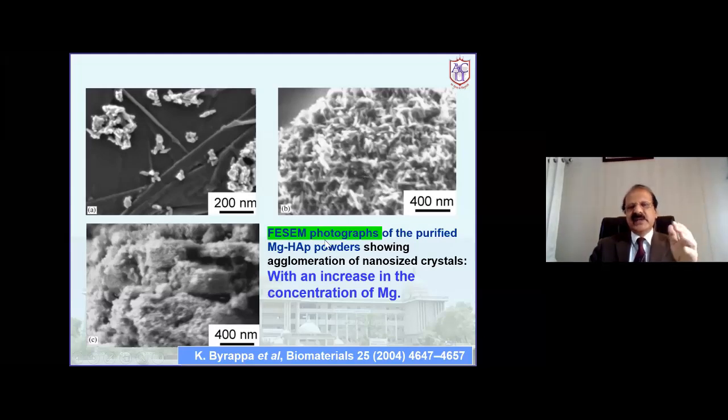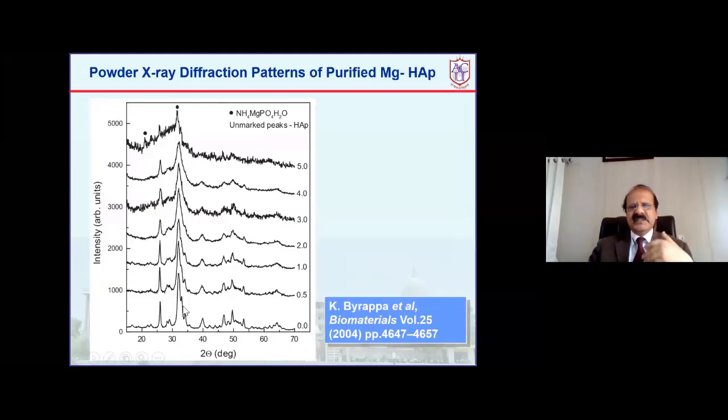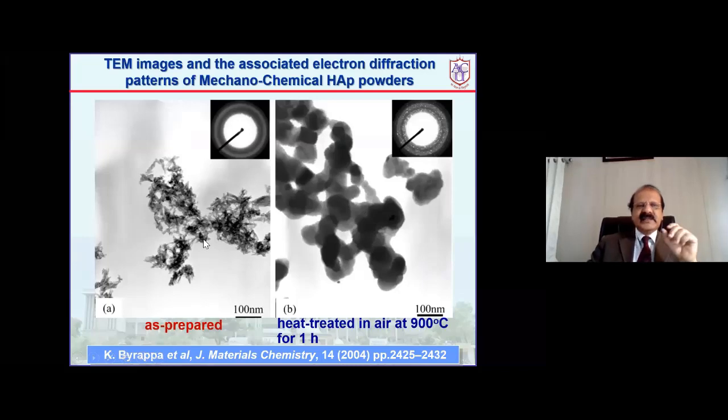And this is 1 weight percent magnesium doped, and this is 3 weight percent magnesium doped. As you increase the concentration of the magnesium, the crystallinity decreases in the hydroxyapatite. We have studied in depth, continuously changing the concentration of the magnesium. We have recorded the powder X-ray diffraction, and as you can see here, from the pure HAP to magnesium doped HAP, when you increase to 5 weight percent, the crystallinity decreases, and you can also see some additional amorphous phases maybe. So these are the TEM images of the as prepared hydroxyapatite using the mechanochemical processing method and heat treated at 900 degrees centigrade.